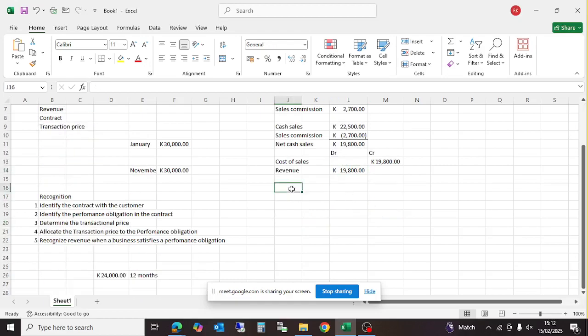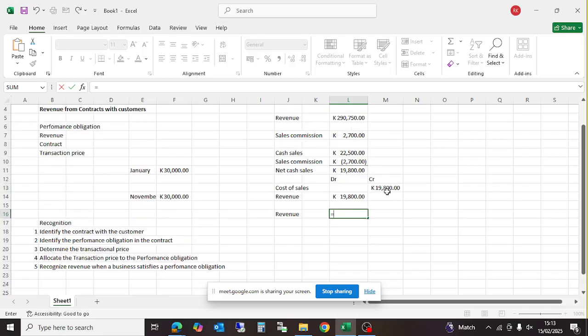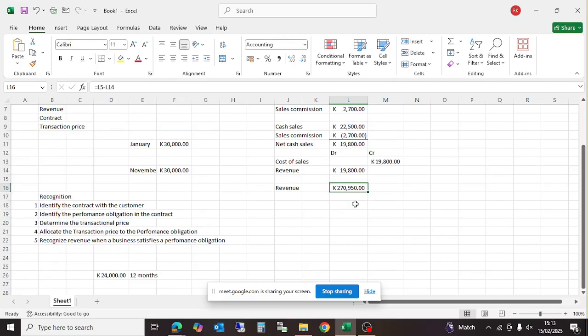If we want to compute our total revenue, since we're debiting 19,800 and we know that revenue is initially a credit, that's a credit and a debit, meaning our final balance will be a reduction. So it will be 290,750 minus 19,800 as our revenue. So our revenue figure will be 270,950 kwacha. This is what we are going to have in our income statement, as per the information that they've given us.